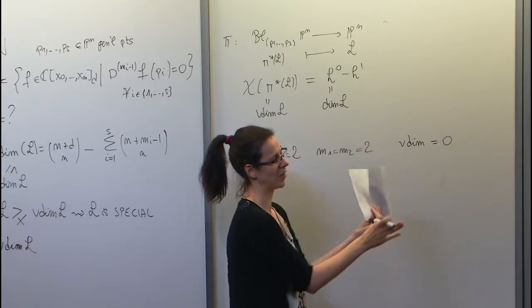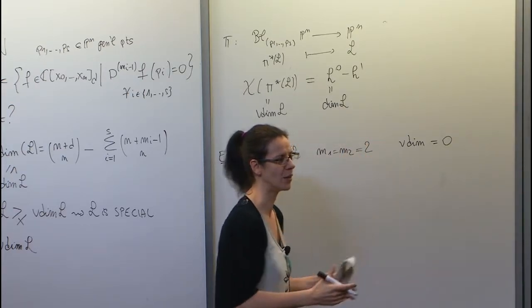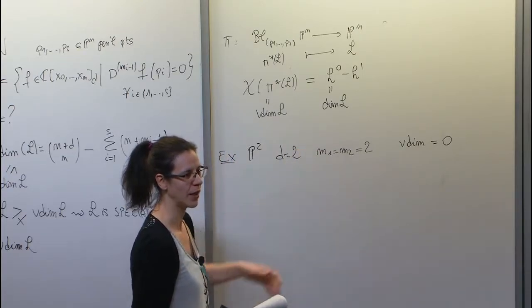It's the point plus the 2 tangent directions. So these are the 3 derivatives. So that's 0. It's 6 minus 3 minus 3, which is 0.